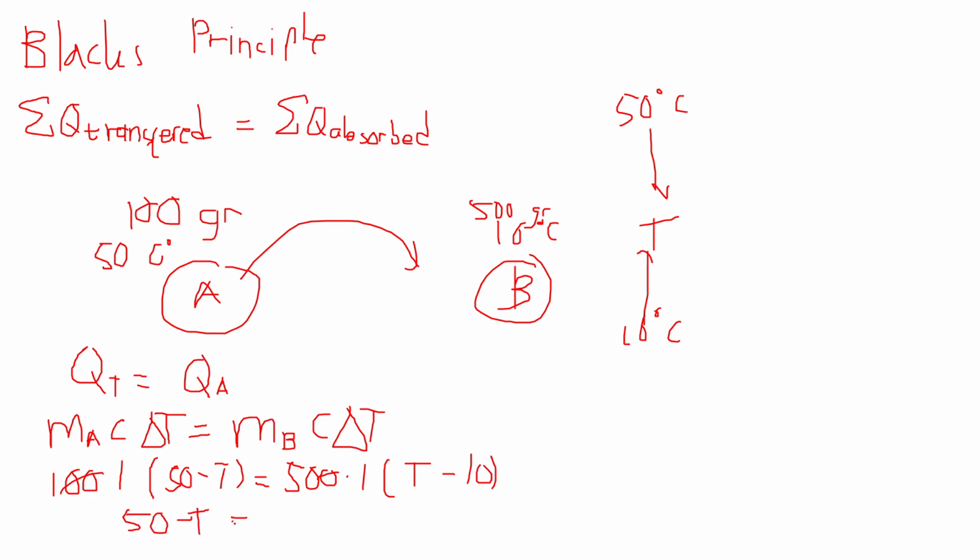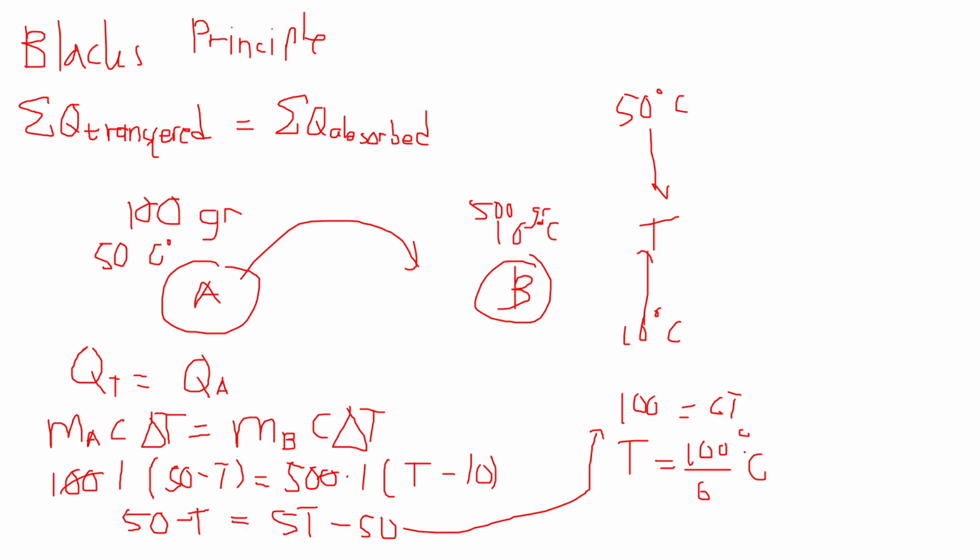So this, we can cross this out. This will become 50 minus T equals 5T minus 10. Minus 50 actually, sorry. I'm going to move this here, and then we can move the 50 here and the T here, which means we'll get 100 equals 6T, which means the final temperature would be 100 over 6 degrees Celsius. Hold on, let me pull up a calculator. Around 16.7 degrees Celsius. Nice! Alright, so we know how to kinda use it.